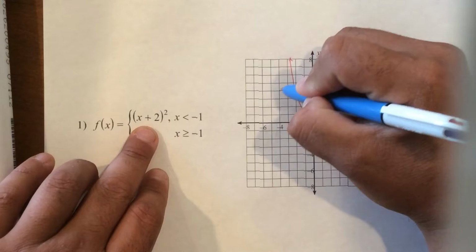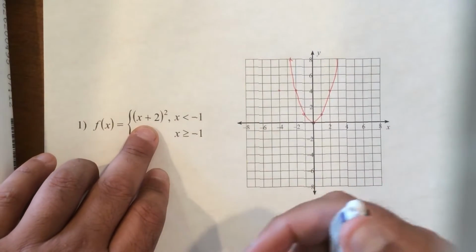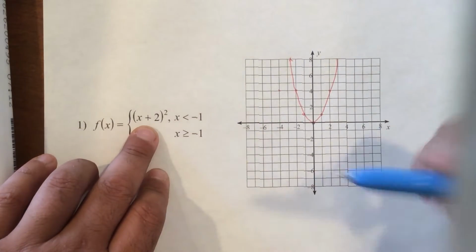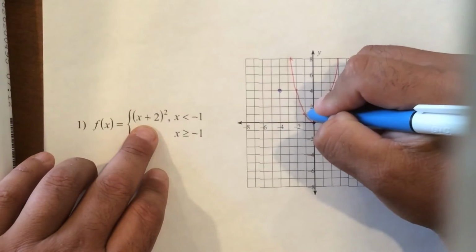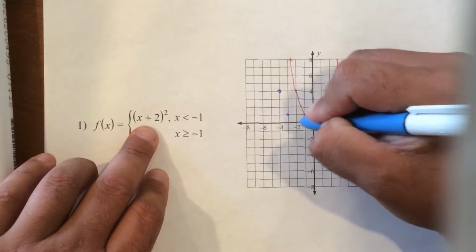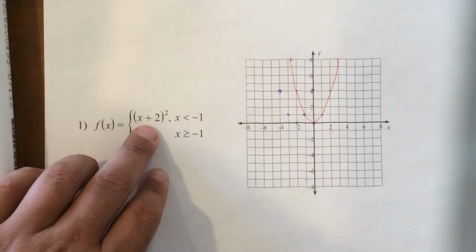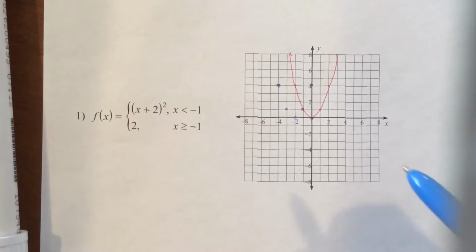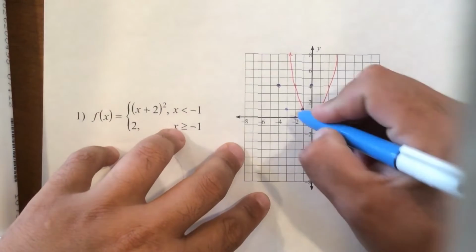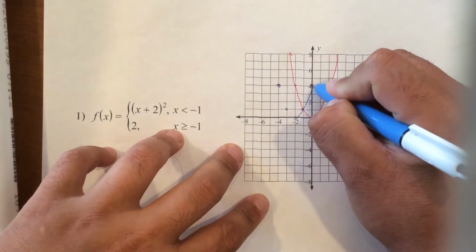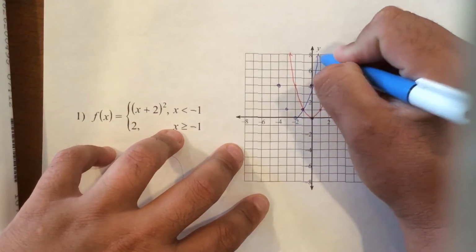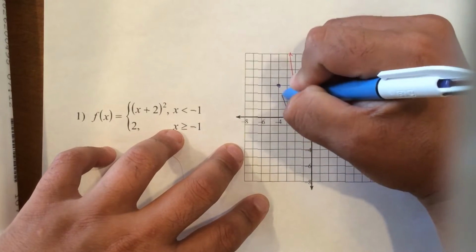So go 1, 2. Let's do it in a different color. Let's do it in blue. We go 1, 2, 1, 2, 1, 2, and 1, 2. And we can go ahead and draw our transferred parabola. And that's the one we have here.